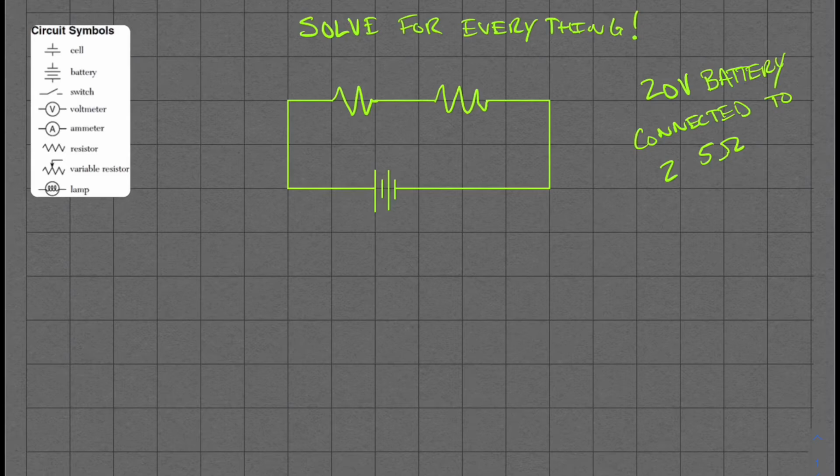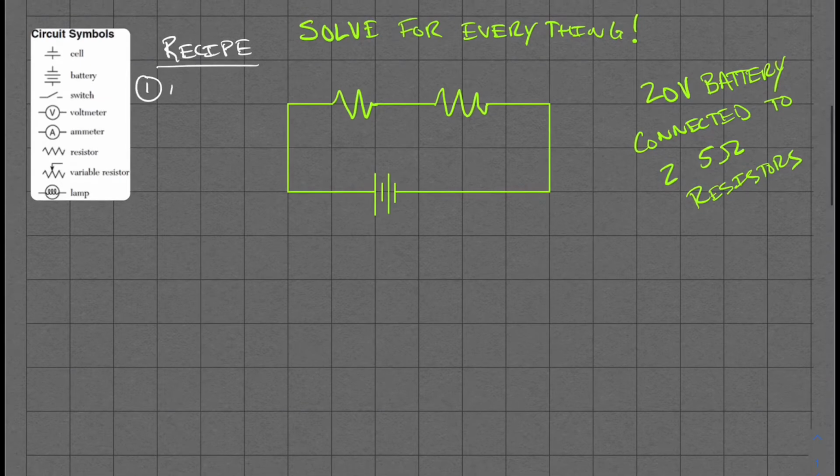Okay, so we have a 20 volt battery and those 2 5 ohm resistors, and we're going to try to solve for everything, which means finding all the things that we don't know about this, which in this particular case is really just the current. So you could ask: what is the current through resistor 1, what is the current through resistor 2, and what is the current through the battery?